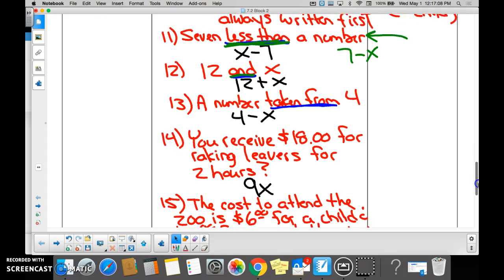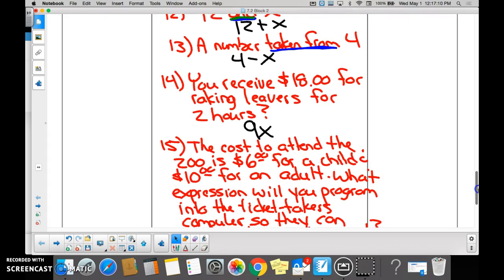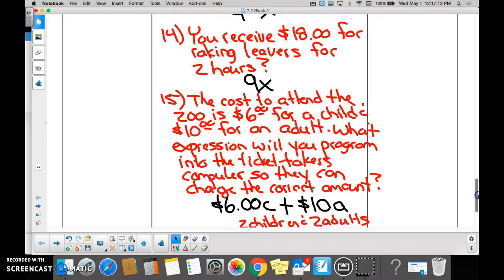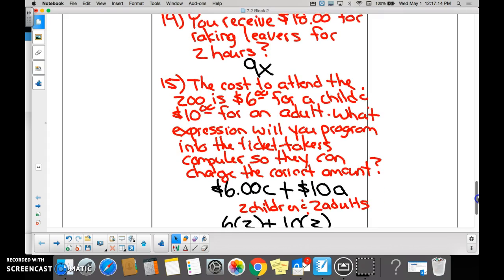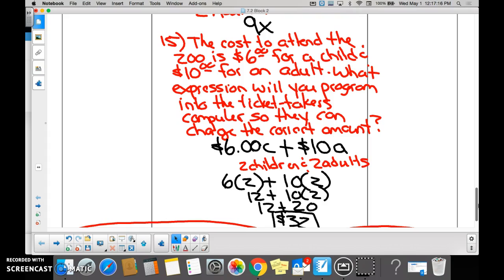And then the last couple, we actually tried to solve. Remember we went to the zoo? Yes. Children cost $6, adults cost $10, right? Yes. And because children are different than adults, do we need to use different variables? Yes. So the children would be C and the adults would be A, because the A is going to be attached to the number 10, whereas the C is going to be attached to the number 6.